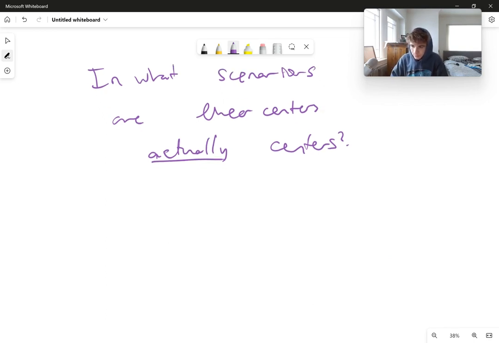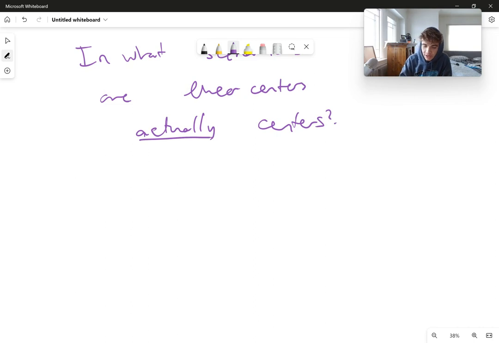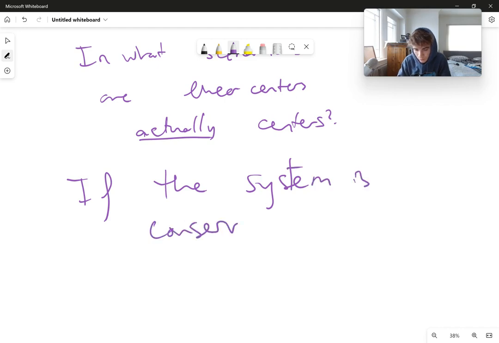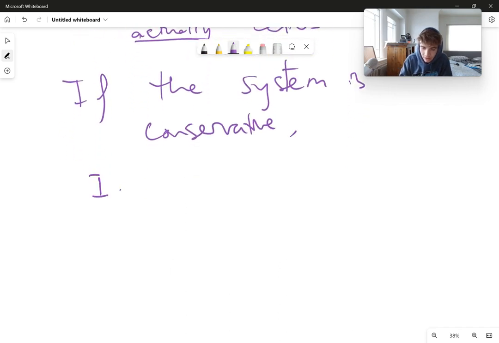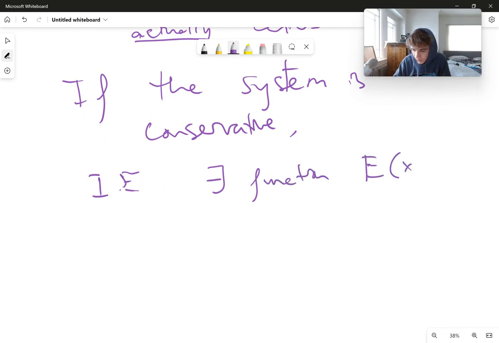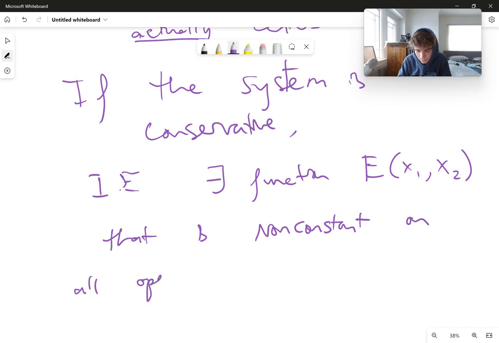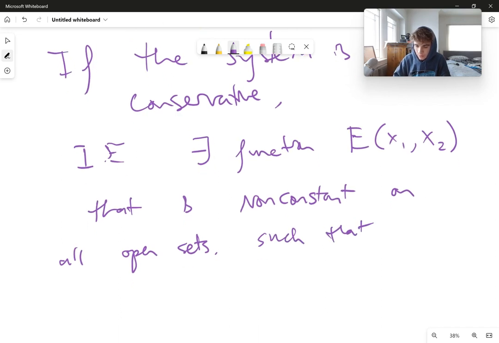And the answer is, there are a lot of different ways we can prove that the center either stays or gets destroyed. A few ways that the center could stay: if the system is conservative, i.e. there is some function E of x1, x2 that is non-constant on all open sets, such that dE over dt is identically 0.